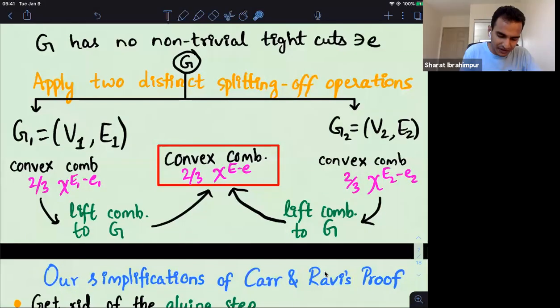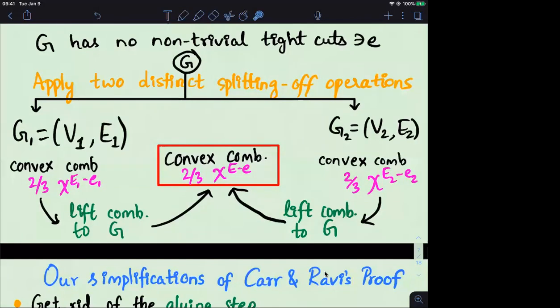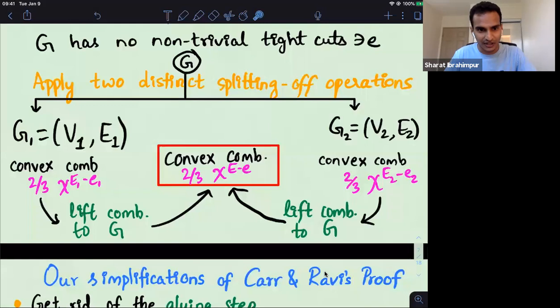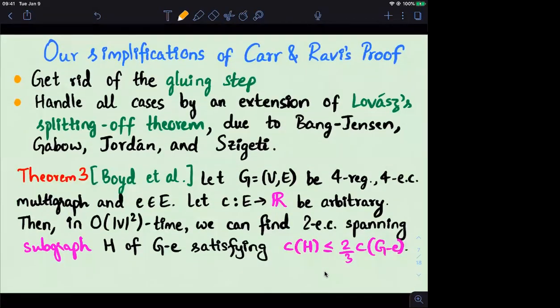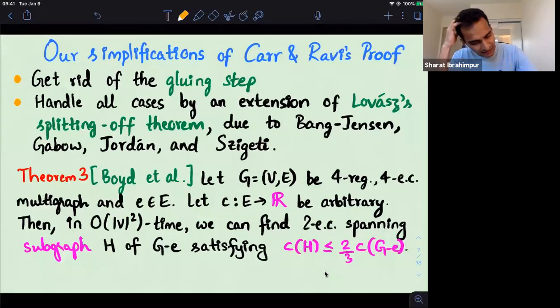And then because these graphs were obtained by doing non-trivial splitting off operations on the original graph, the solution that you obtain here need not directly translate to your original graph. So we have to lift these solutions back to the original graph. And that's what this lifting operation is. And we do it for both the subinstances. And now we combine these two convex combinations to obtain the convex combination for G. And here I would like to highlight that just a simple average is sufficient. Now we mentioned that we make some simplifications for Kar and Ravi's proof.